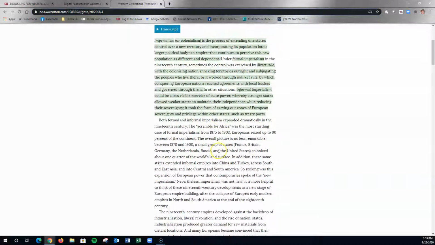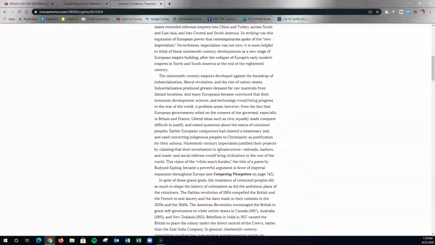Formal imperialism is where a country takes over another country and puts it under its control, and that can be direct rule or indirect rule. Sometimes it's informal imperialism, which is where you use behind-the-scenes informal pressure or economics to gain control of a country. So both of those are types that you'll see used during this wave of new imperialism.